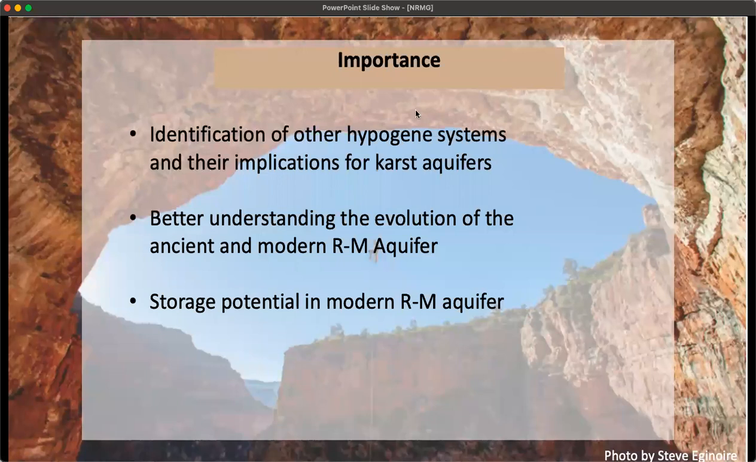Okay, moving on to the importance for this work. First of all, the identification of other hypogene systems and their implications for karst aquifers, better understanding of the evolution of the ancient and the modern RM aquifer, and also storage potential.